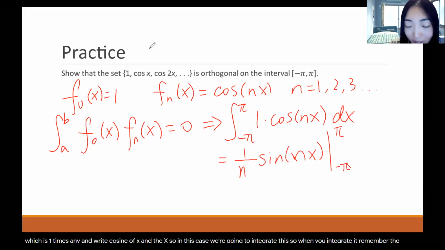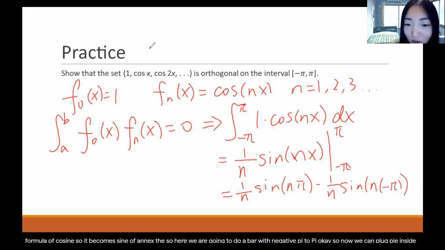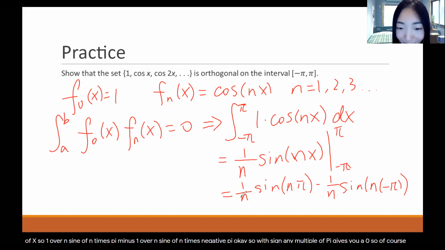Here we are going to evaluate from negative pi to pi. Now we can plug pi in for x. So 1 over n sine of n times pi minus 1 over n sine of n times negative pi. With sine, any multiple of pi gives you a 0. So when you have sine of n pi, whatever integer n that would be, this will give you a 0. So check.